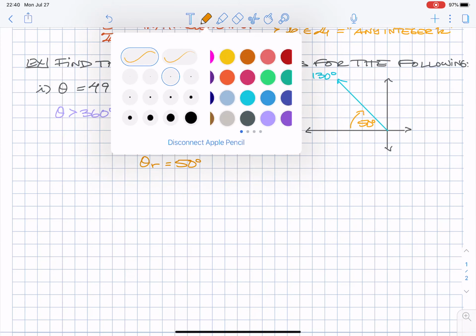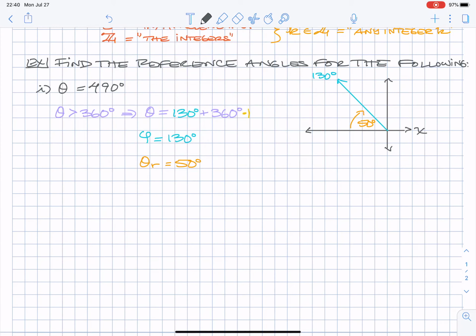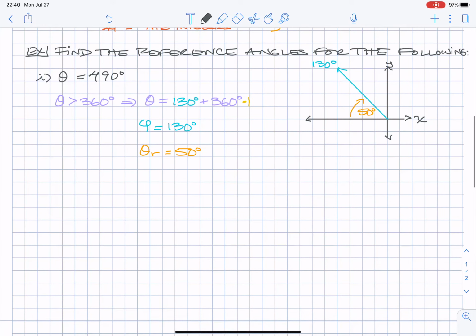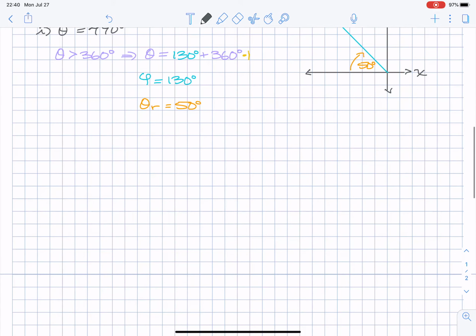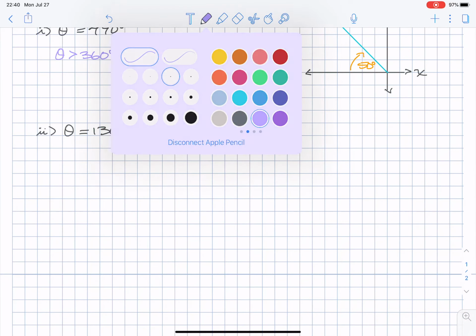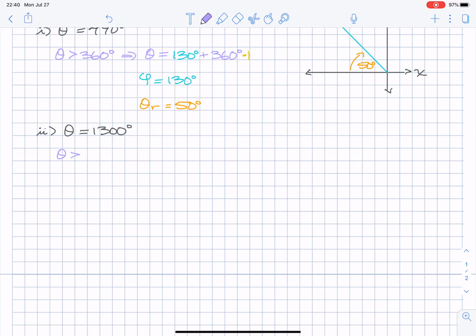Oh, I forgot to label my axes. Shame on me. X and Y. Okay, so let's do another one. Let's do theta is equal to 1300 degrees. Okay, it should be clear that theta is much larger than 360.